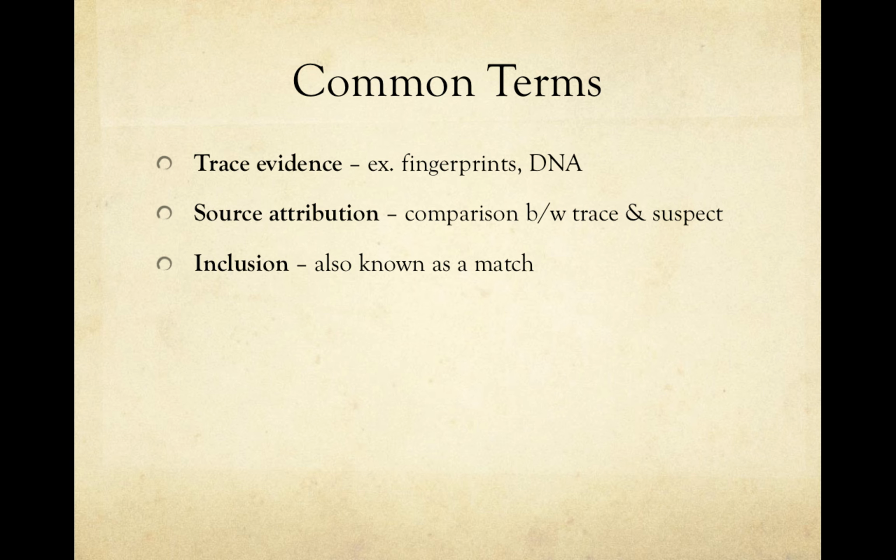Another term that you will see in the forensic science literature is the term inclusion, and this is sometimes also called a match. So essentially, a forensic examiner would say something like, the DNA at the crime scene is a match for the suspect. This is also known as inclusion.